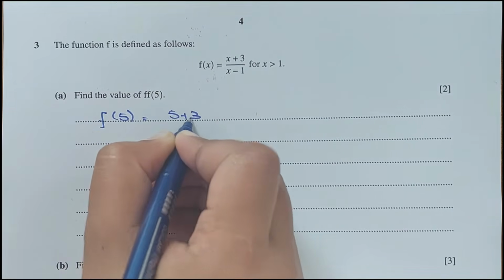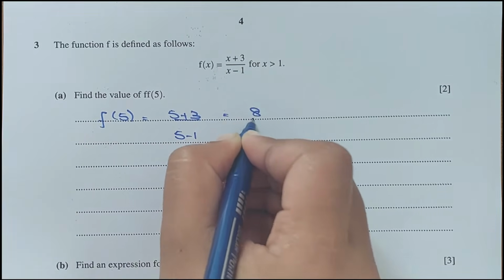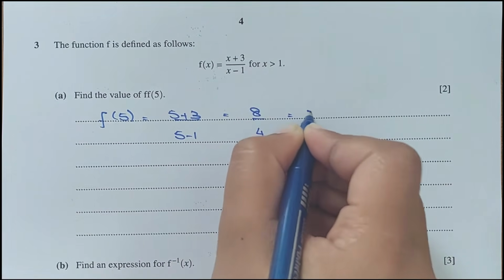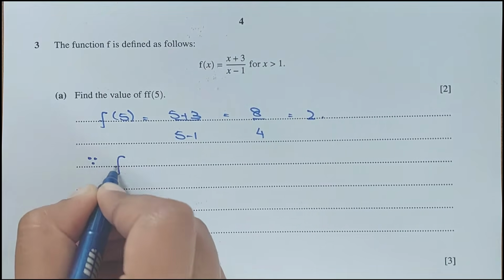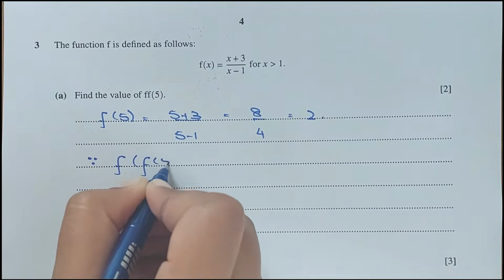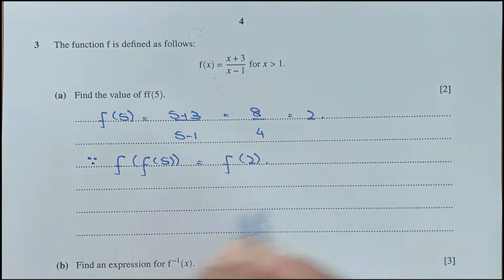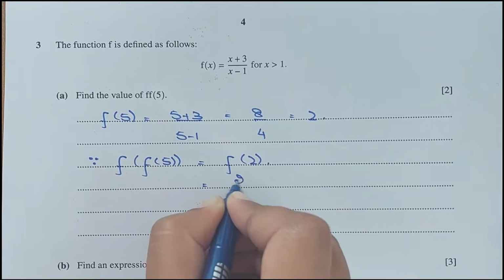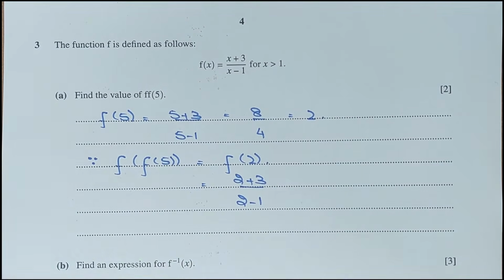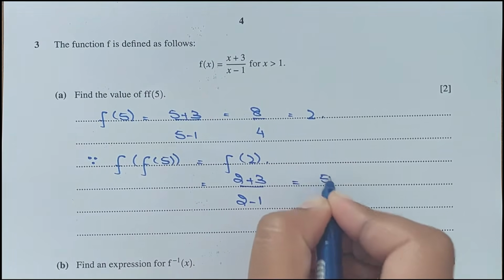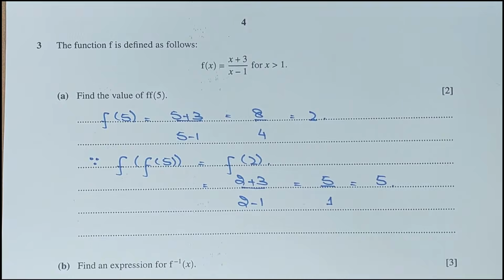5 plus 3 over 5 minus 1. 5 plus 3 is 8, 5 minus 1 is 4, and 8 over 4 is 2, right? So from here we have f of 5, which is f of 2. So what is f of 2? f of 2 is 2 plus 3 over 2 minus 1. So 2 plus 3 is 5 over 1, which is equal to 5, right?